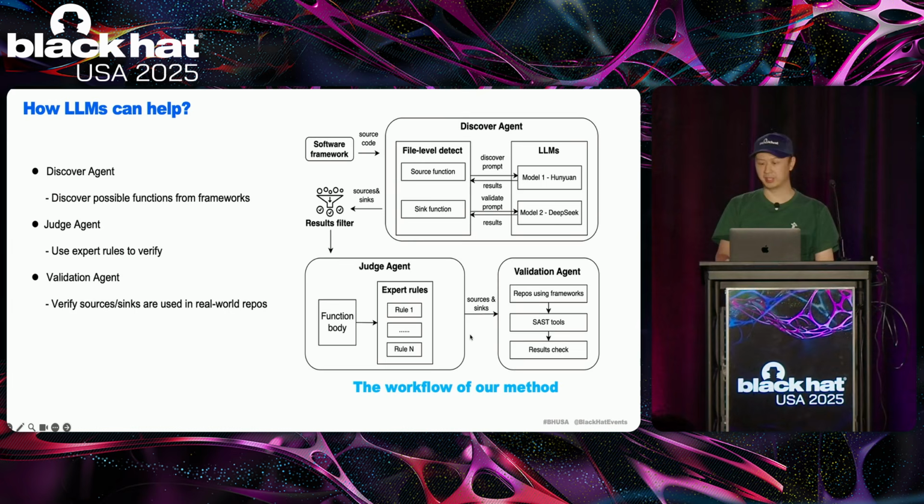The second problem is how LLMs can help. On the right is the workflow of our method. It has 3 AI agents. We first use the Discover agent to identify potential source and sink functions in the framework. Next, the Judge agent applies expert rules to check the functions and remove results that don't align with expert experience. Finally, the Validation agent runs queries to verify that the functions are used in real-world projects.